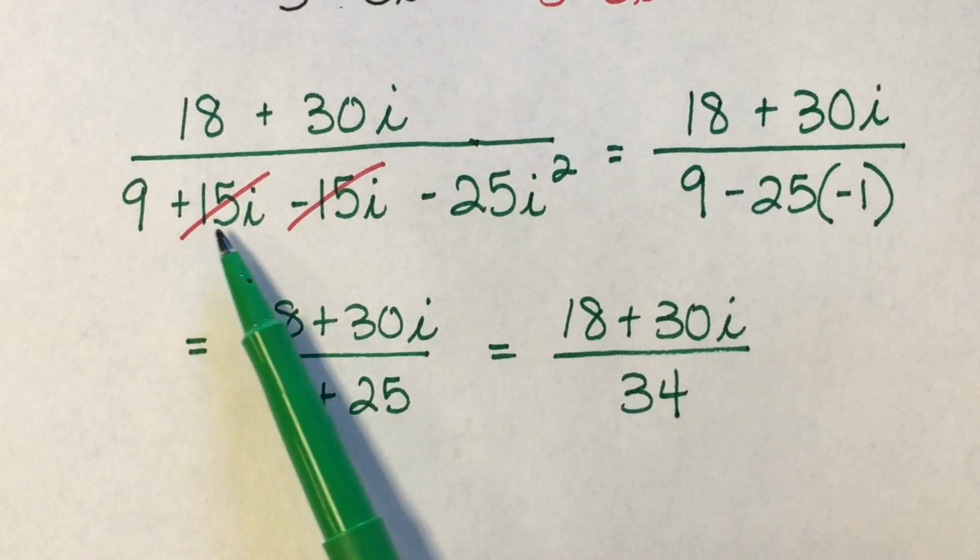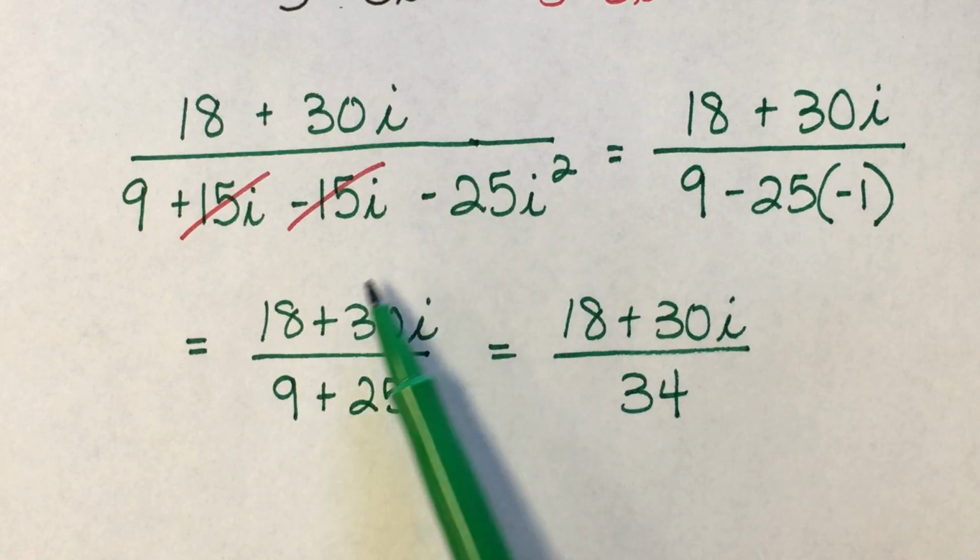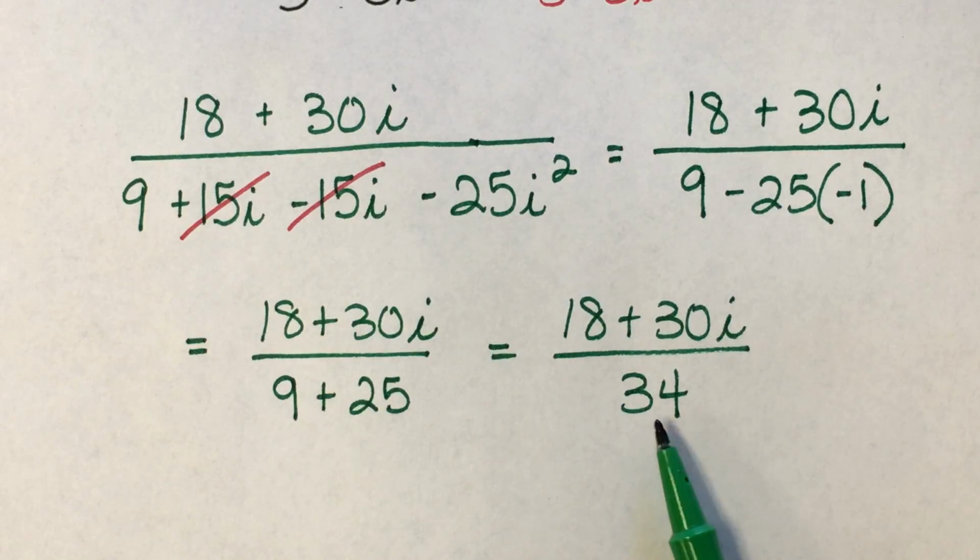But what's going to happen, of course, when you've done your FOIL method back up here at the top, you have all these i's. But if you notice as I've gone through my steps, what I've ended up with in my denominator is just a real number. It's not going to have any i's in it. That's what's going to happen every single time in the denominator. You're going to be left with i's on the top possibly, but not on the bottom.